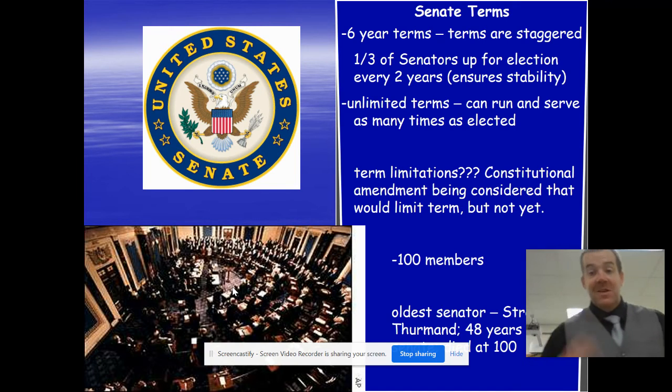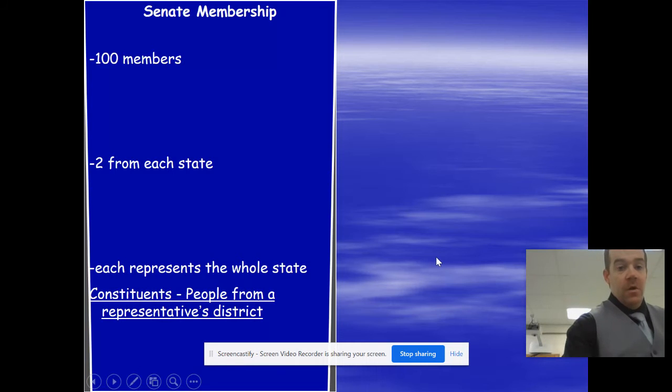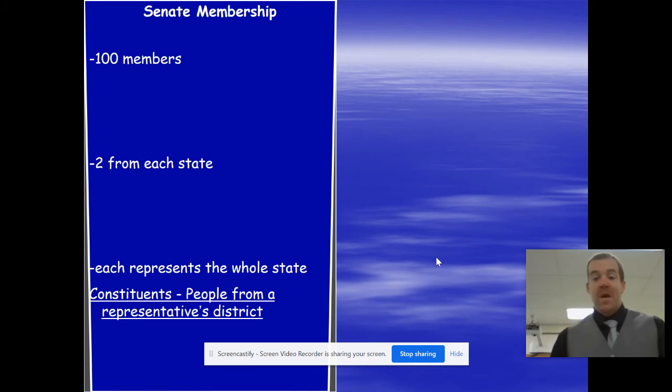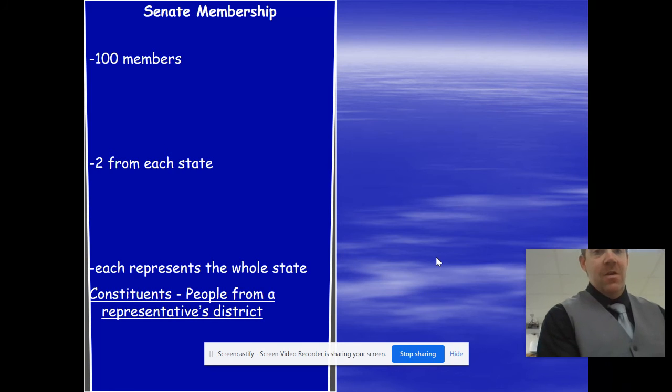There are 100 members, because each state gets 2. The oldest senator was Strom Thurmond, but that's not going to be on the test. But just know that each state gets 2. That's why there are 100 members in the Senate. Now, what's different is the senator represents everyone from the state. Remember, the House representative only represents the district. The senator represents everyone from that individual state.